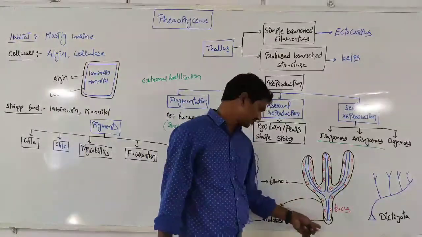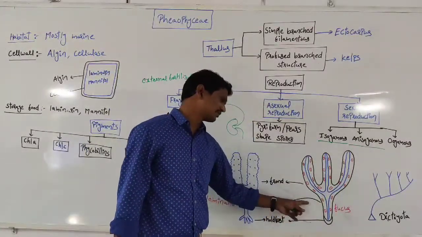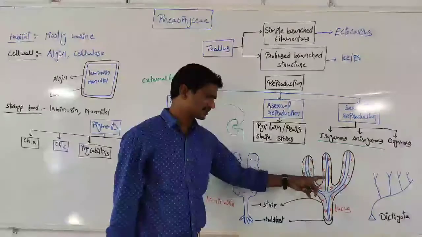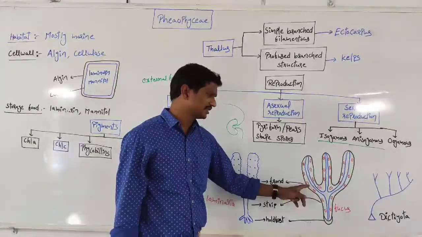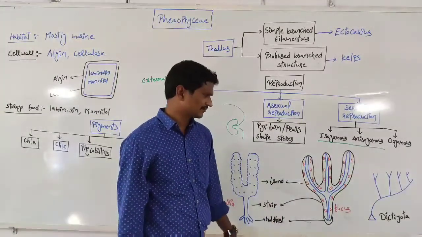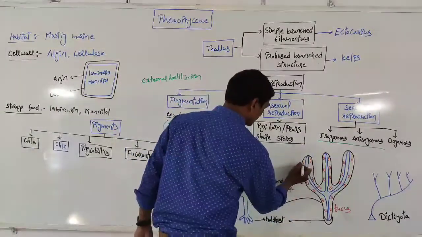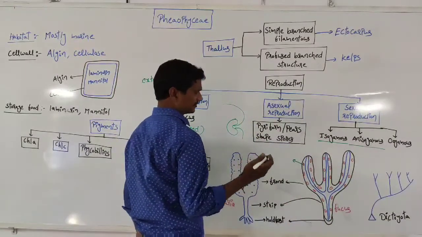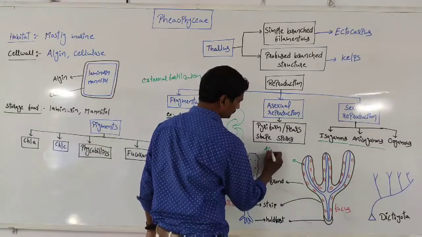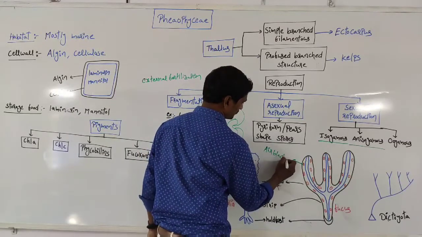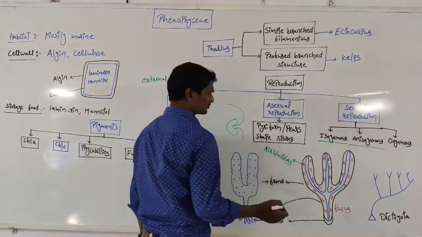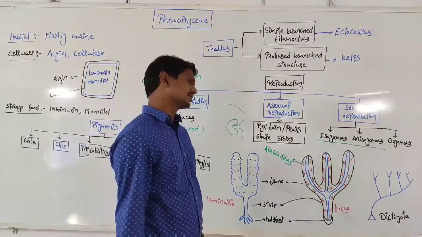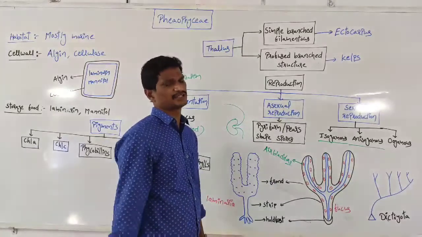So here also, same thing. There is a holdfast, stipe and frond, and within the thallus there are air bladders. Look at the red color. Here the red color indicates the air bladders. Air bladders basically hold the air, which supports the exchange of gases.